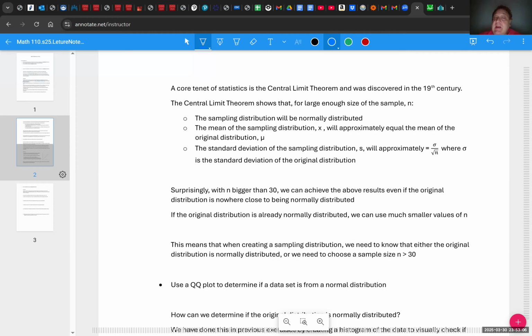Knowing that our sampling distribution is normally distributed is great for being able to do all our calculations. Next, the central limit theorem says that the mean of this new sampling distribution, usually denoted as X bar, will be approximately equal to the mean of the original distribution. This is the mean of the original distribution.